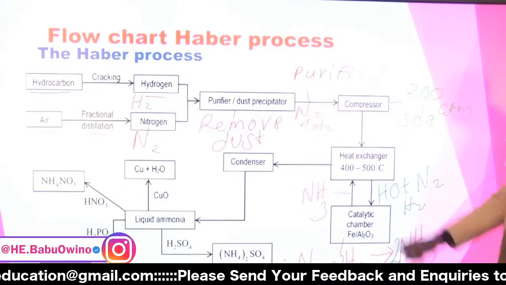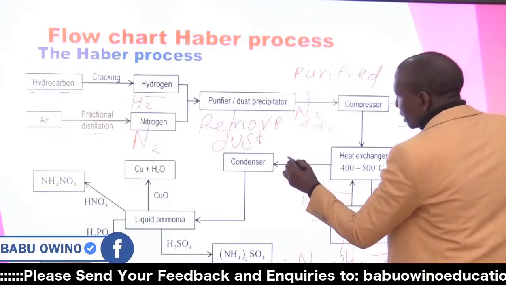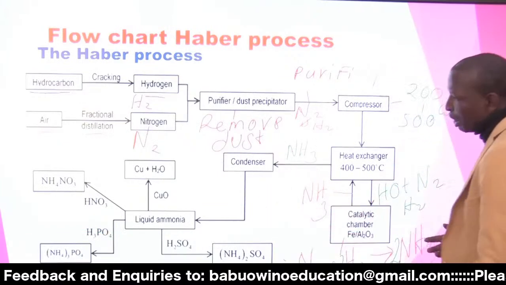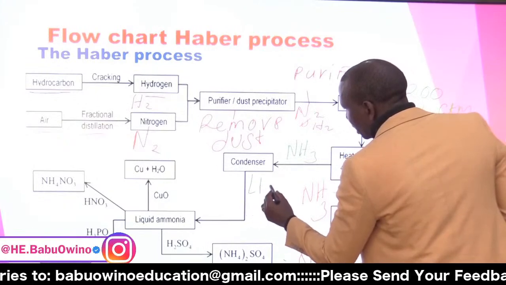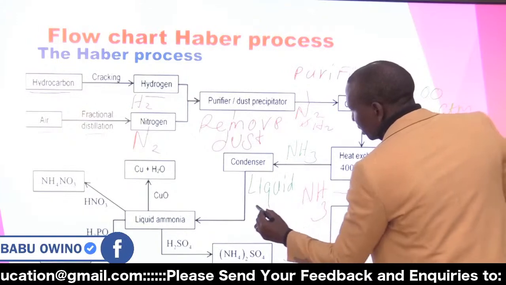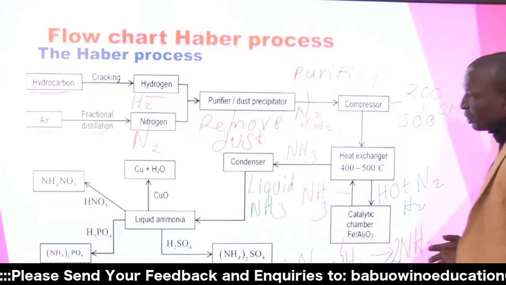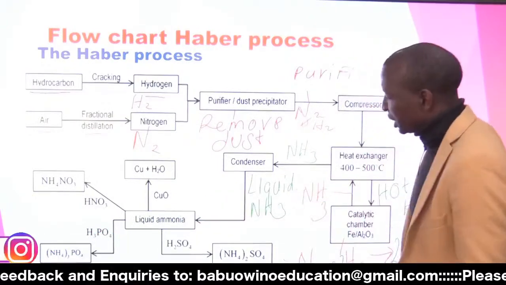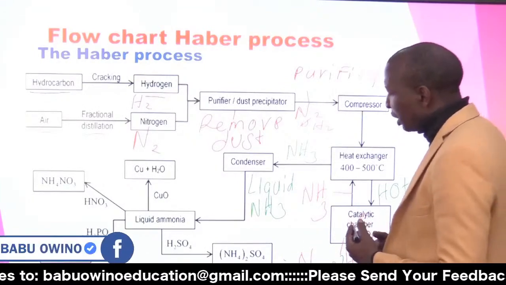Now the ammonia is taken to the heat exchanger for cooling, and then the ammonia is taken to the condenser for further cooling, whereby you have the liquid ammonia. In the condenser, the ammonia is converted to liquid, and now the liquid ammonia we pack for storage.